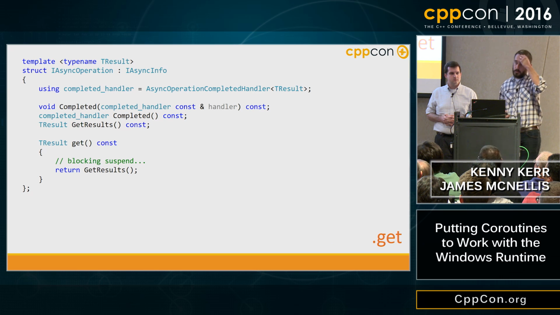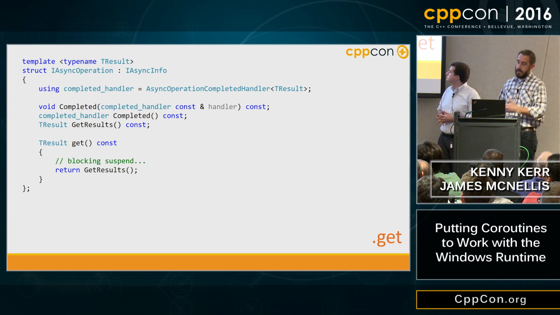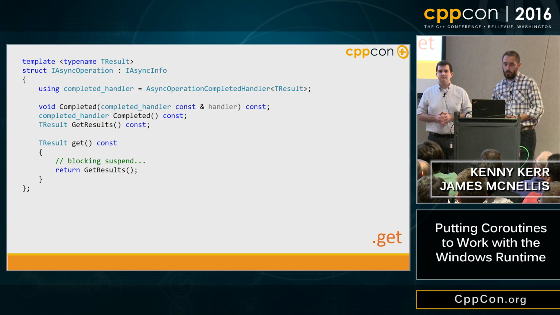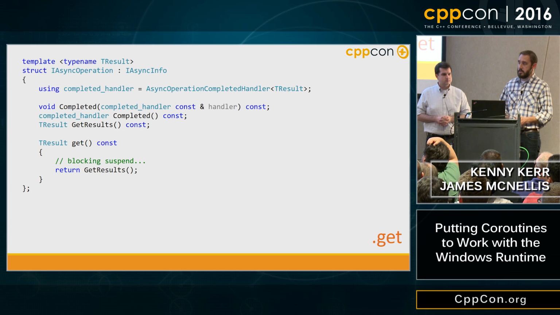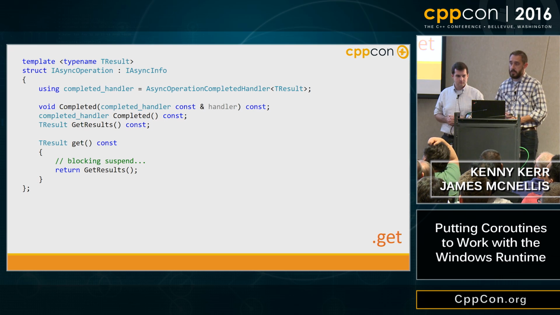Essentially what we do, if you were here for our talk yesterday, you'll understand how WinRT interfaces are basically aggregated together at compile time. But conceptually, we'll add a get method to all of the async interfaces so you can make that call, and it'll return the result of the get results method if it's an async operation, or it'll just return void if it's an async action.